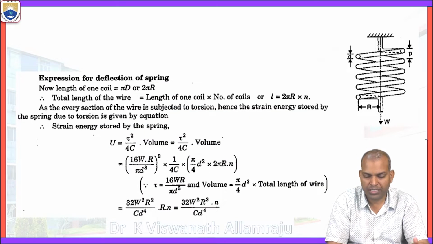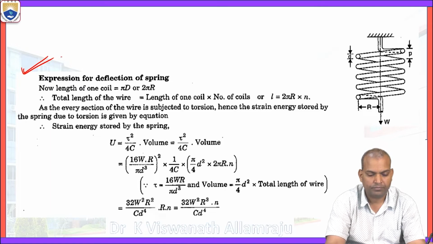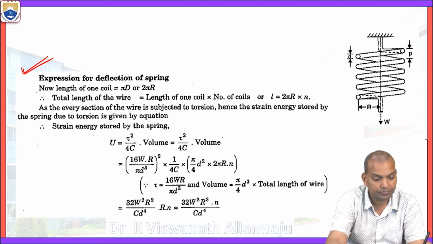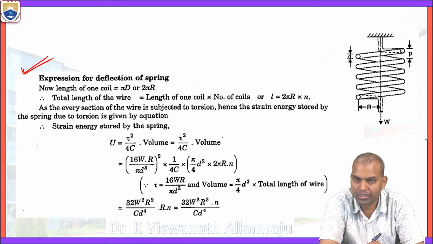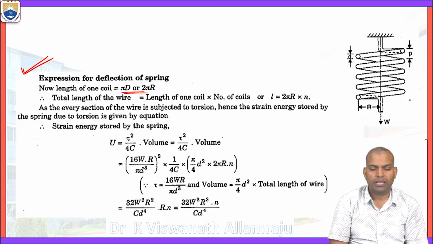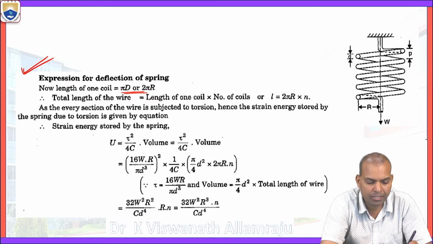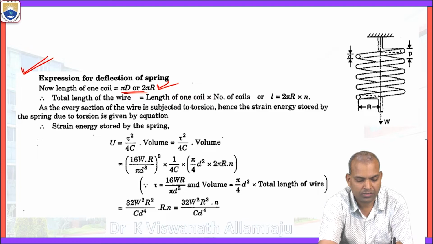Now we want the deflection of a spring, the expression for deflection of a spring. How to make it? Now, what is the length of one coil? The length of one coil is πd, or 2πr, that is the circumference. The total length of the wire means the length of one coil times the number of coils. That is L equal to 2πr times n.